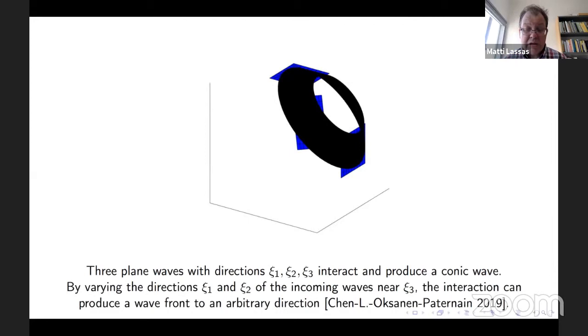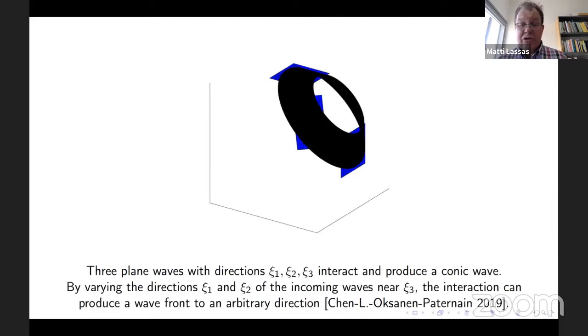And now to use this three-wave interaction, we made an observation with Chen, Oksanen, and Paternain: if all these plane waves travel very close to each other, and then we vary a little bit the directions where the plane waves come from, then we can create this kind of conical wave that goes to an arbitrary direction. So even though in this picture it seems that this conical wave is going in just one direction, if we change the directions of the plane waves, the direction where the conic wave starts to propagate changes, and we can send waves to an arbitrary direction.